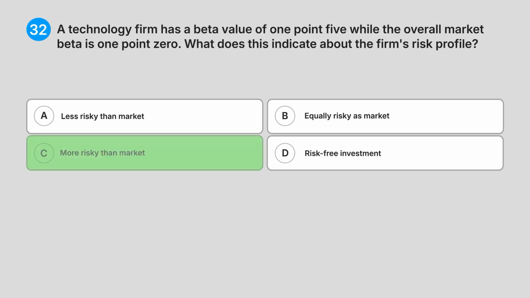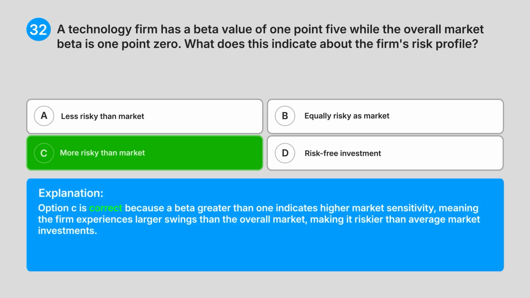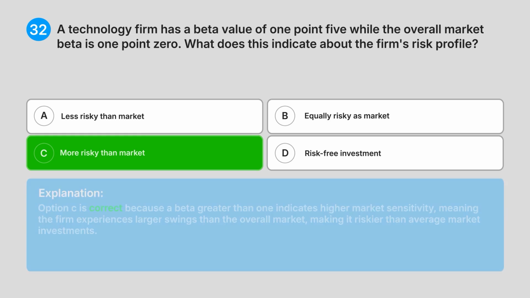Correct answer, C. More risky than market. Explanation. Option C is correct because a beta greater than 1 indicates higher market sensitivity, meaning the firm experiences larger swings than the overall market, making it riskier than average market investments.